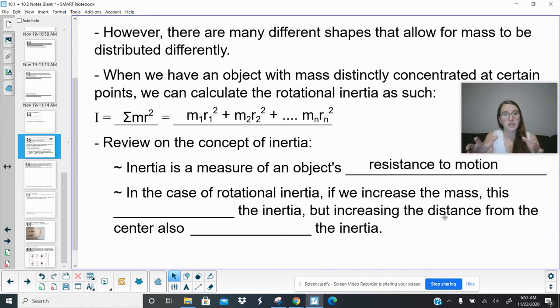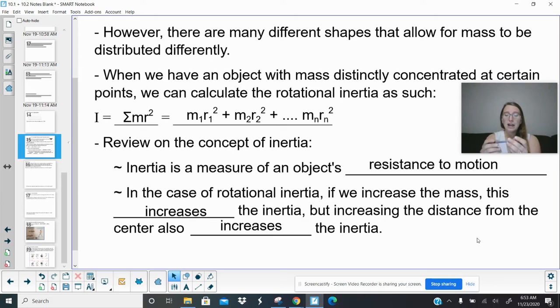In just a regular object, it's dependent on its mass, and that's it. But with a rotating object, if we increase the mass, that will increase the inertia. Again, heavier things are more difficult to move. But if you increase the distance from center, that also increases the inertia. If I have a pencil here and I'm rotating it, this is pretty easy to do because the distance from center that I'm rotating this pencil is not that long.